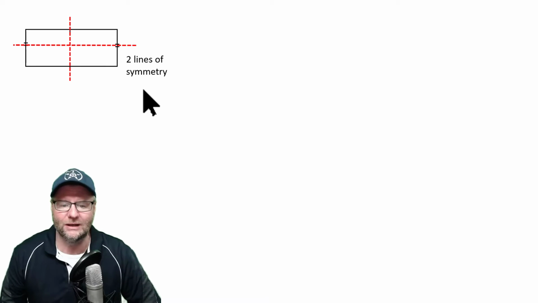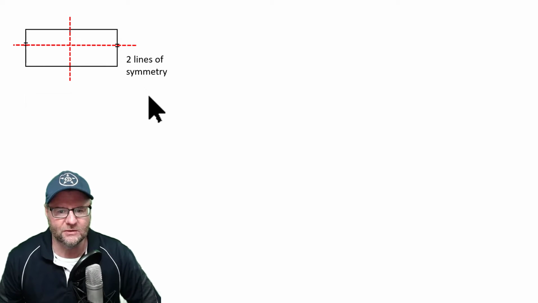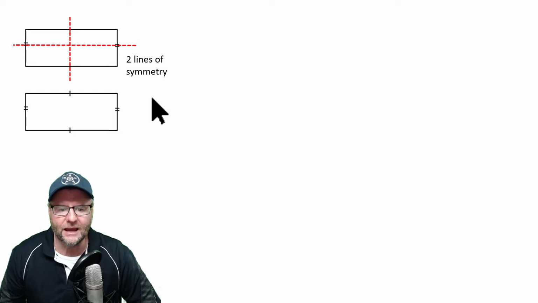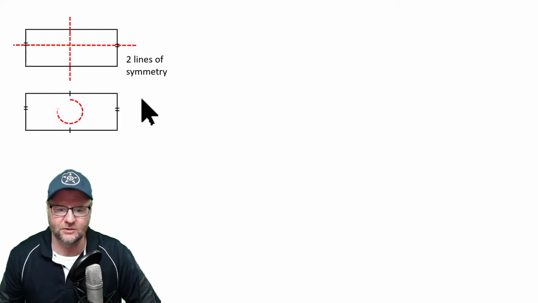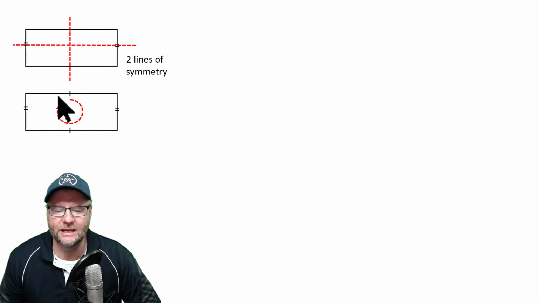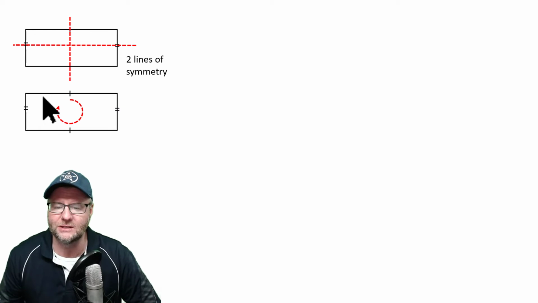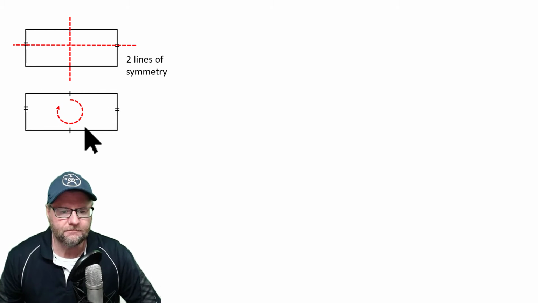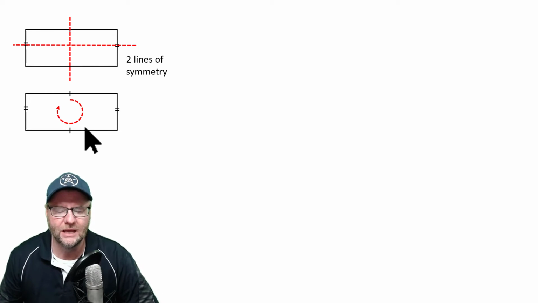But that's not the only type of symmetry. We also have rotational symmetry. Now, rotational symmetry is when we turn our shape, or we rotate it one whole revolution, 360 degrees. And we're going to count how many times in that revolution it looks exactly the same as it does.